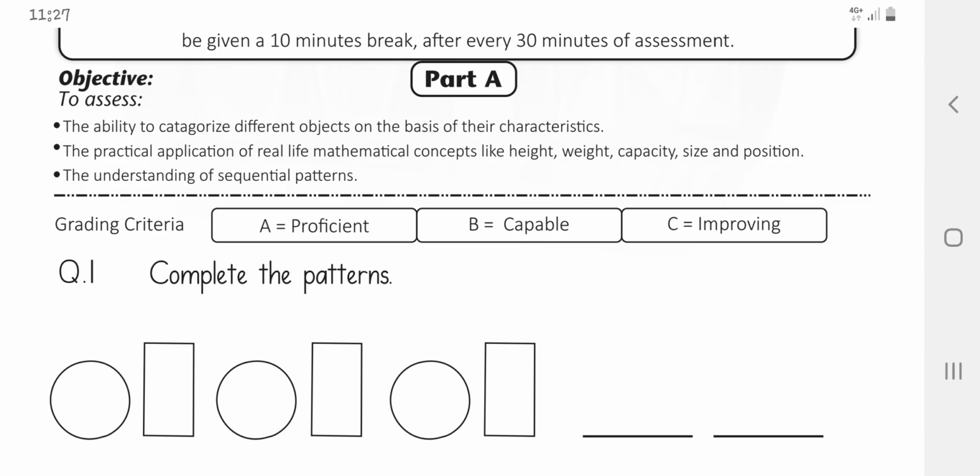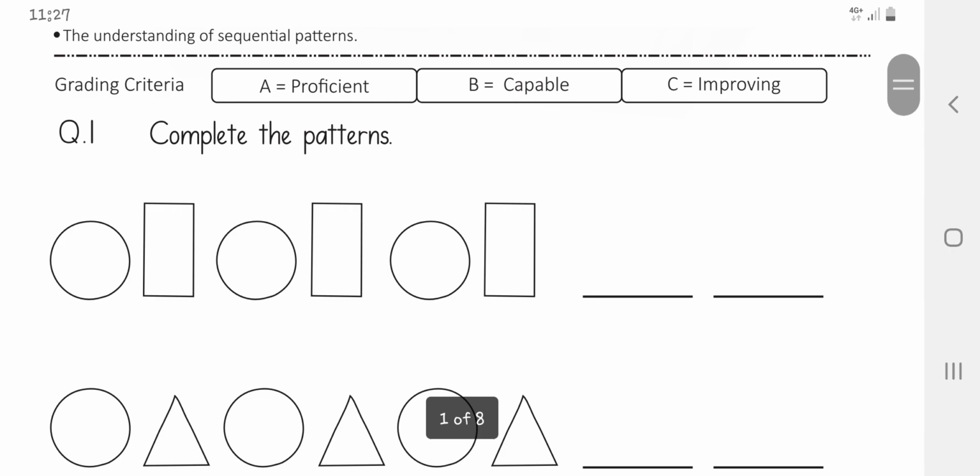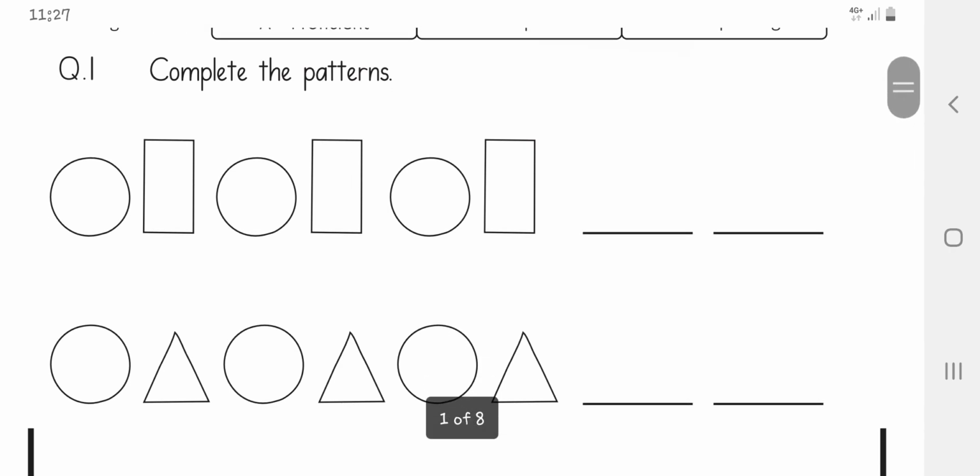Let's look at this assessment. Part A, remember, this is the conceptual part. The objectives are to assess the ability to categorize different objects on the basis of their characteristics. We are talking about physical characteristics. The practical application of real life mathematical concepts like height, weight, capacity, size, and position. The understanding of sequential patterns. The grading criteria is the same: A, proficient, B, capable, and C, improving.